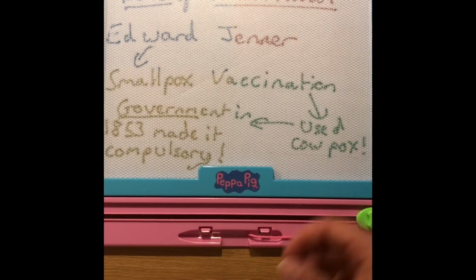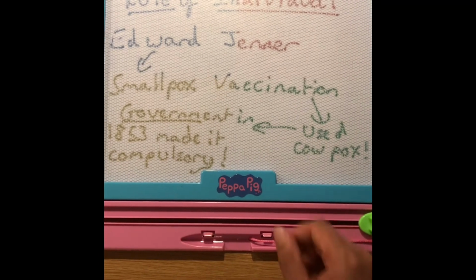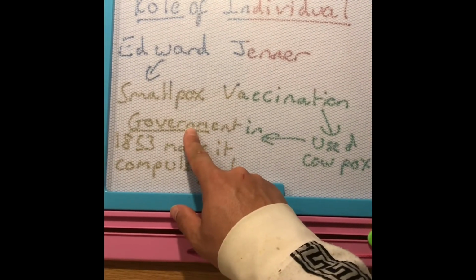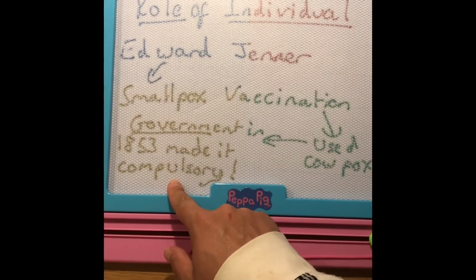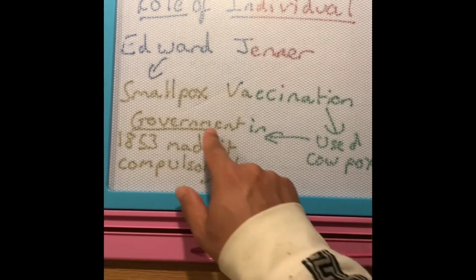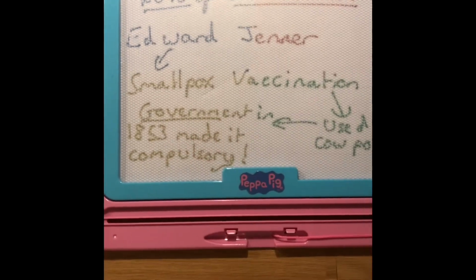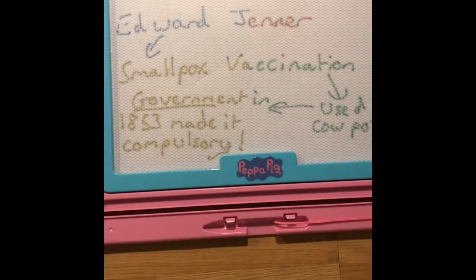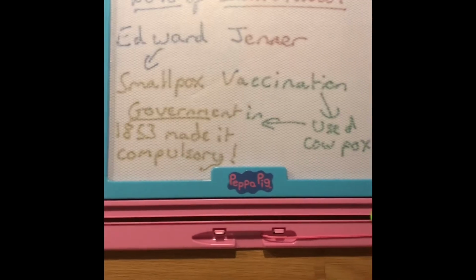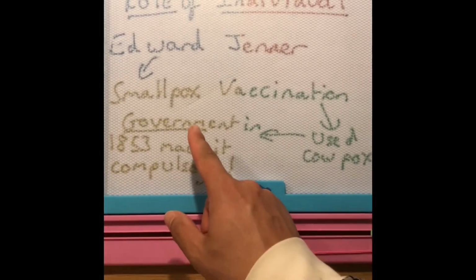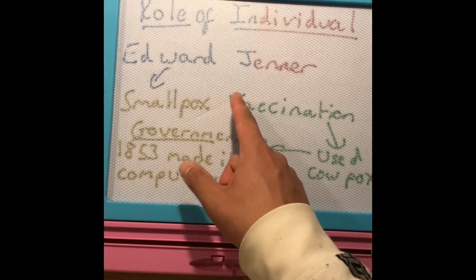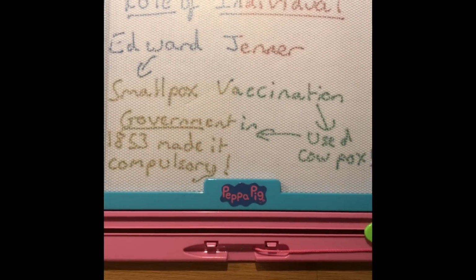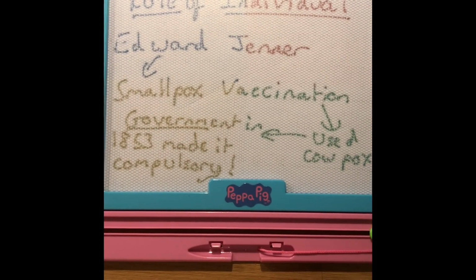Brilliant. Now, we could straight away go and talk about the role of government in making the vaccination compulsory. So you could do a whole paragraph about that too if you wanted. Now, if you did that, the examiner would think, okay, they've got good subject knowledge, but they've used a second factor about the same thing. So you're probably not going to get 8 marks. You probably get about 6 marks.